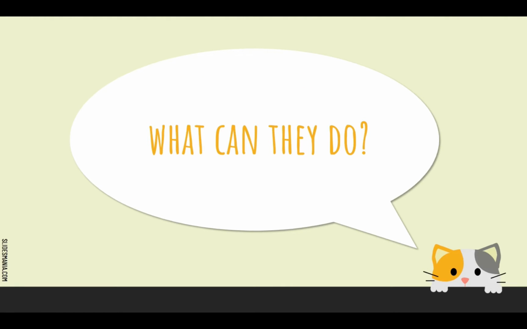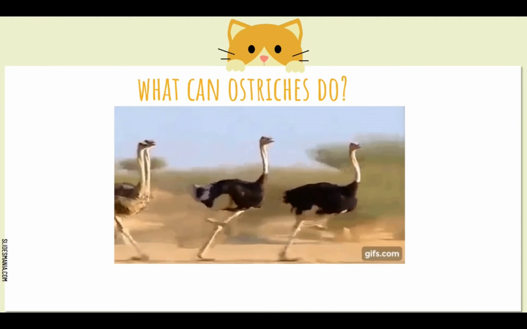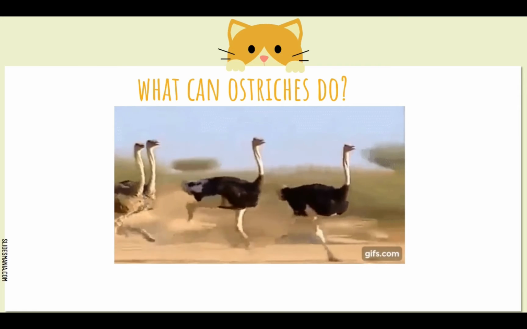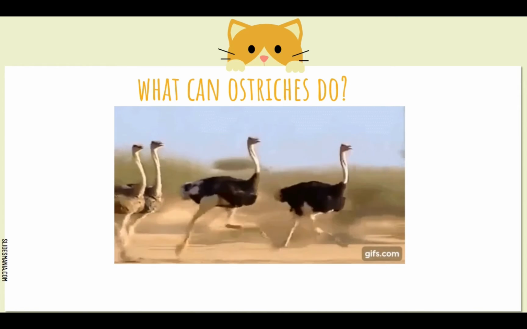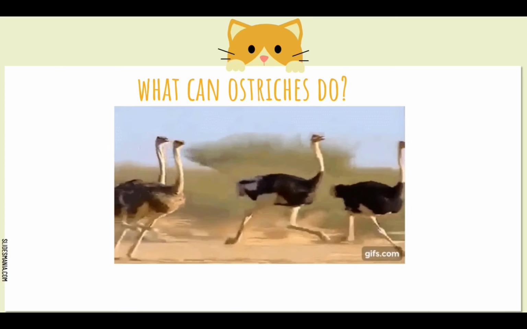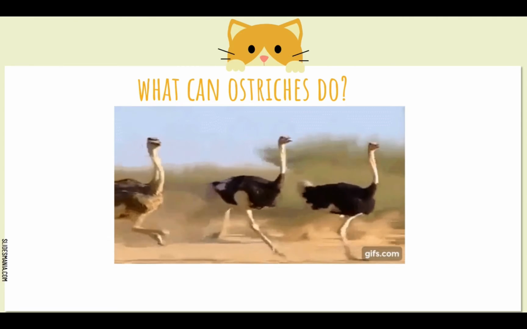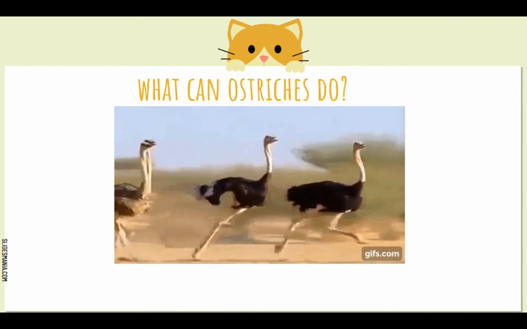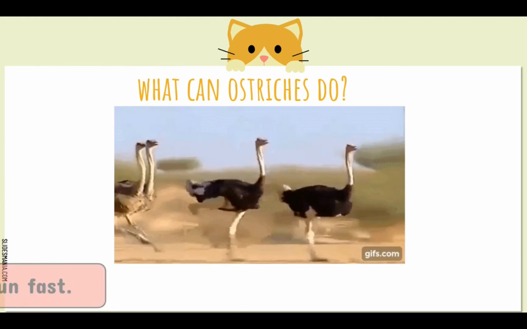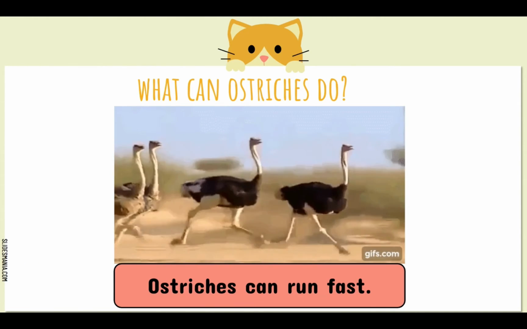So now, before I start to teach, what can they do? For this activity, we will look at the picture and guess what these animals can do. Are you ready? Number 1. What can ostriches do? Can you see the picture? What are they doing? Yes, they are running. The ostriches are running. Are they running slow or fast? Yes, the ostriches can run fast.